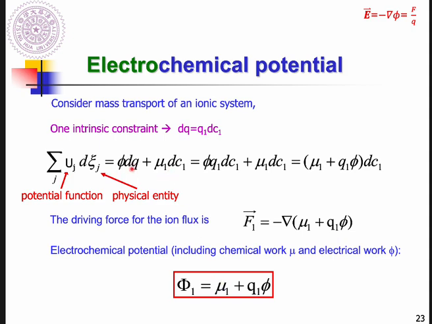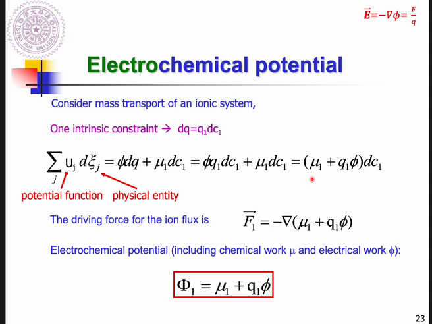And the other is these copper ions moving through this electrical field. So we have the phi. This is the electrical potential times the total charge change, because this depends on how many copper ions move through this material. So the total charge change, we have Q1 times dC1. So we can take dC1 outside. So we have mu1 plus Q1 times phi. And this is what we call the total potential.